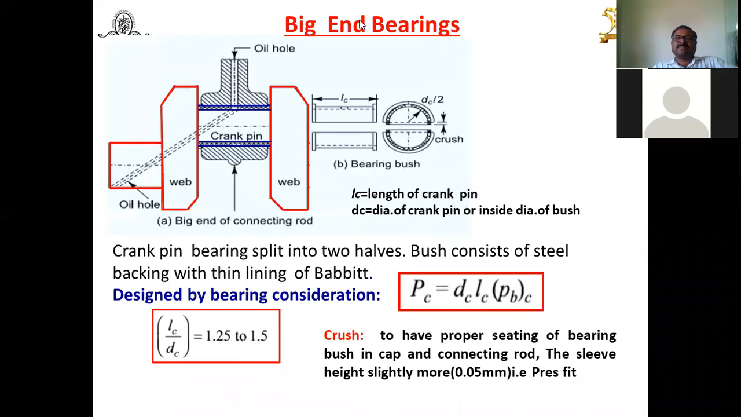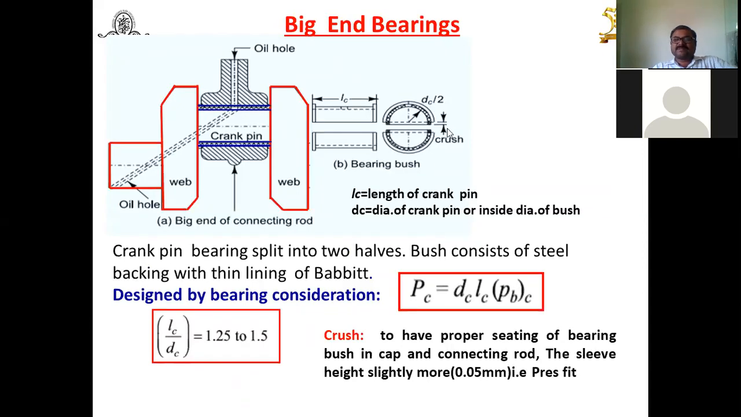Similarly, we can easily find out the big end bushing or the bearing. Again, look at this. This is the big end. This is the crank pin. LC is the length of this pin and DC is the diameter. In this case, you will find this big end is divided into half parts, and there is a small gap. This gap is the crush.